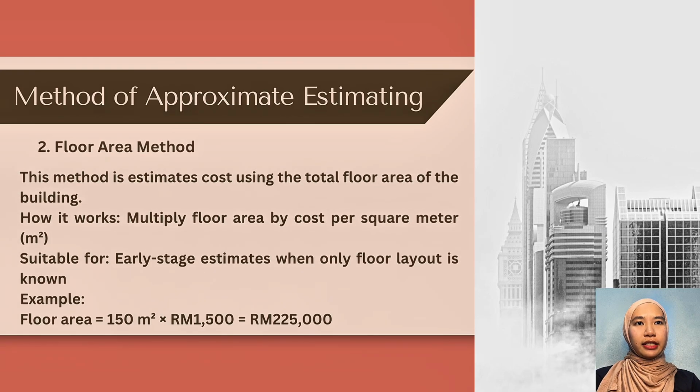Next, we have the floor area method. This method estimates cost using the total floor area of the building. This method is suitable for early stage estimates when only the floor layout is known. It works by multiplying floor area by cost per square meter. For example, we have a floor area of 150 square meters. So we multiply by the 1,500 ringgit cost per square meter. So we get the estimated cost of 225,000 ringgit.